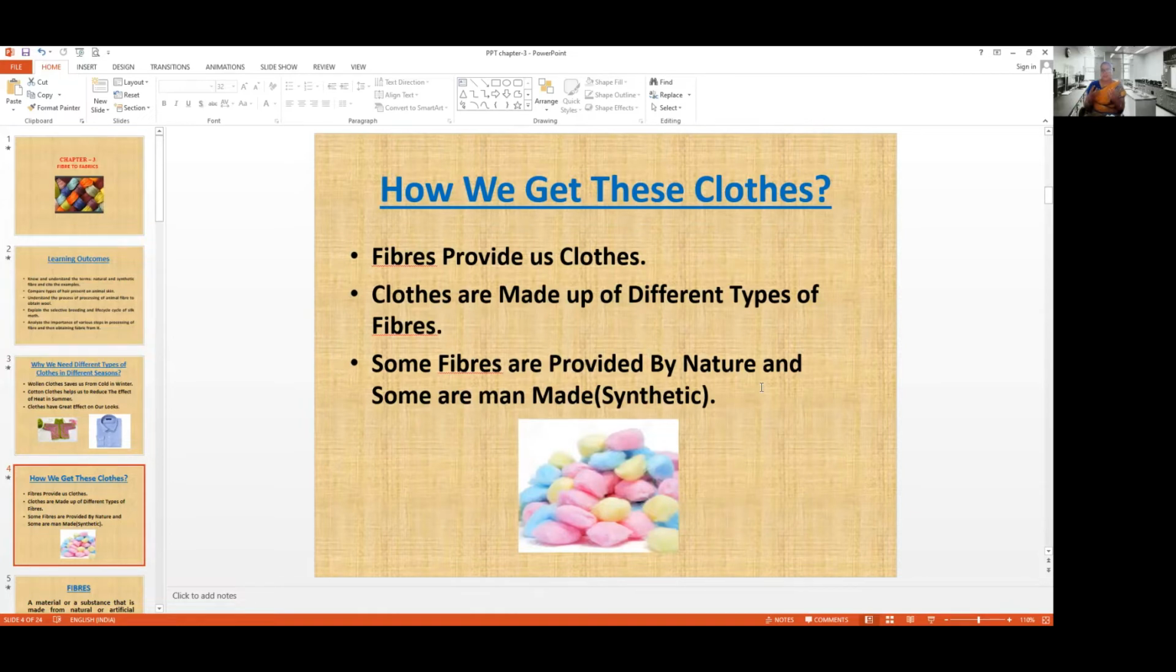We take clothes in different, attractive colors as we like. So fiber provides us clothes. How do we get these clothes? Fibers provide us clothes. Clothes are made up of different types of fibers. Some fibers are provided by nature and some are man-made, or we can call them synthetic.